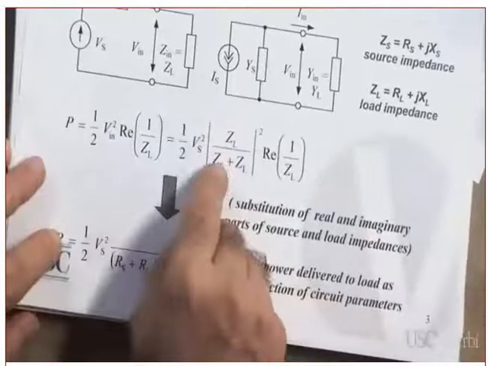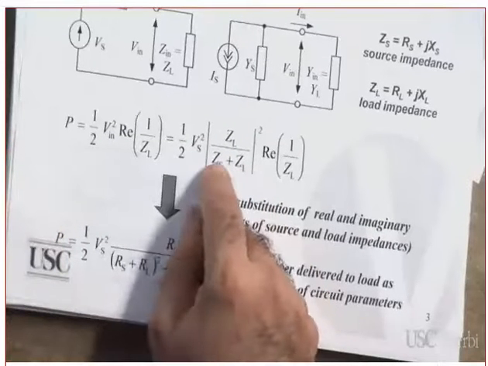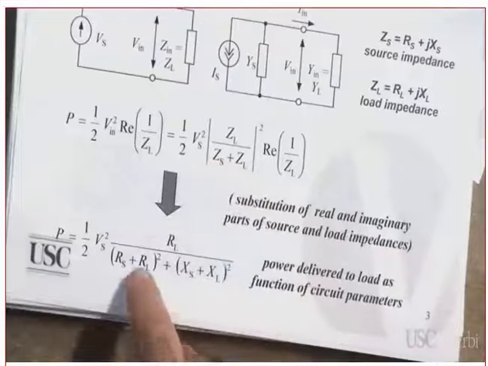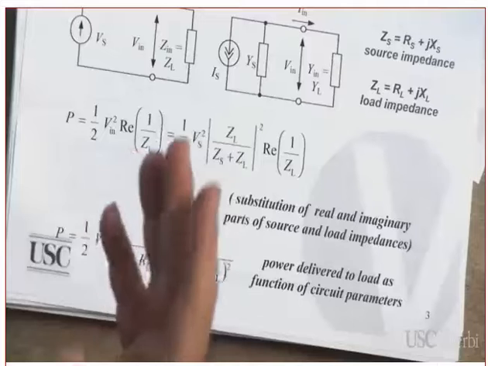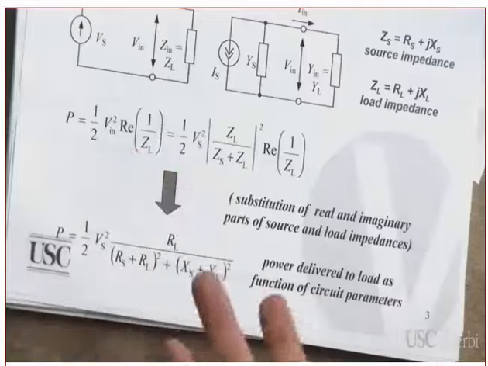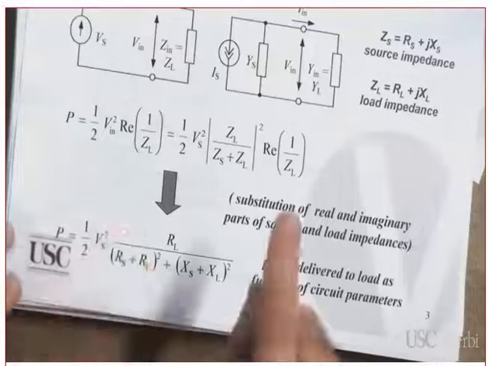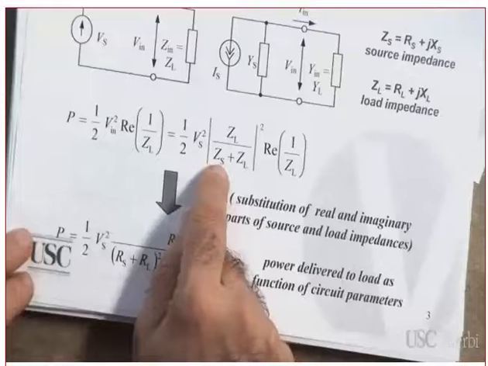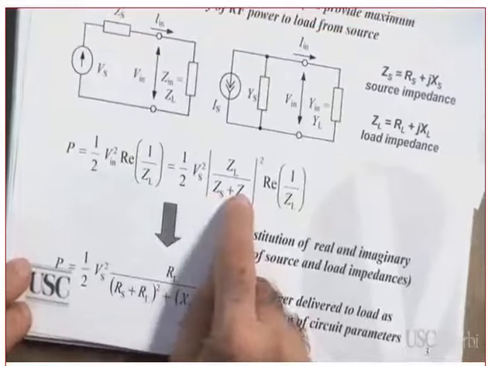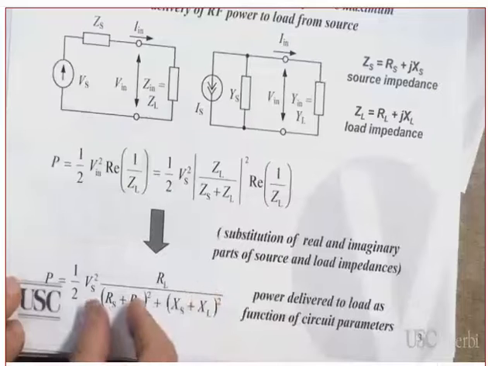Clear? Instead of the ZS and the ZL, substitute what? RS plus JXS, and ZL is RL plus JXL. Did you get this or not? By the way, remember, XL, if it is negative, it means that this is a capacitive element. If it is positive, it means it's an inductive element. So replace this ZS by RS plus JXS, ZL by RL plus JXL. Clear?